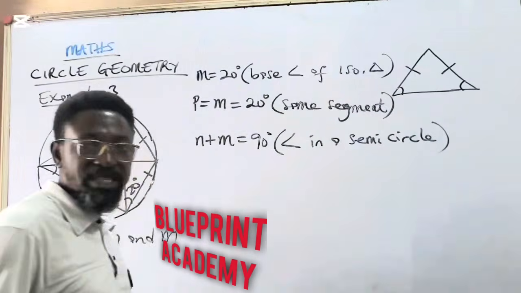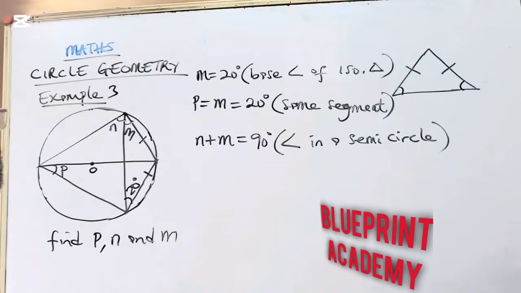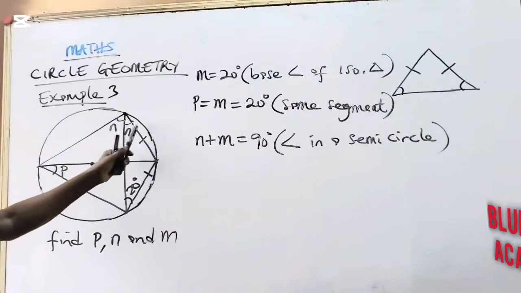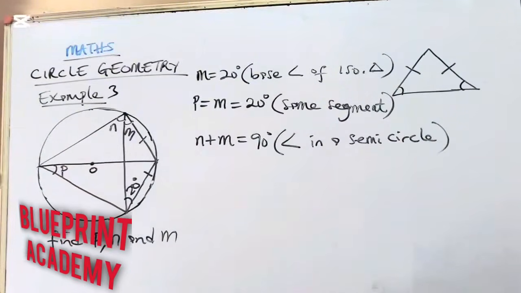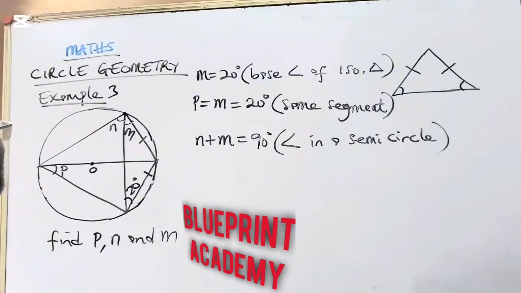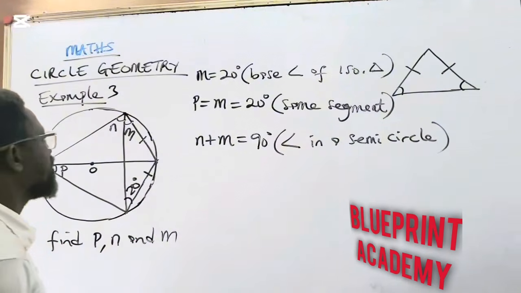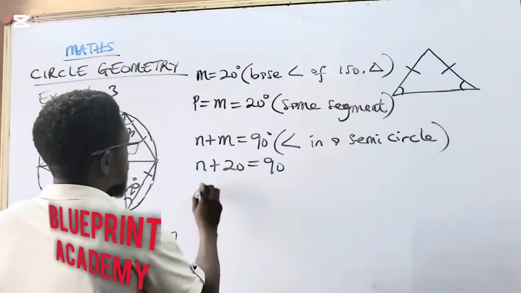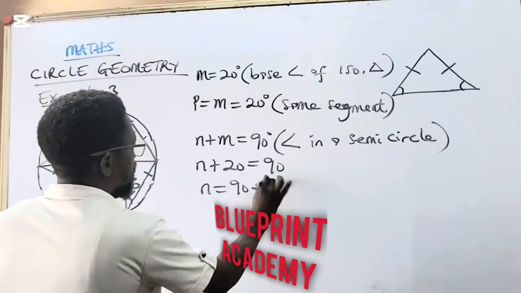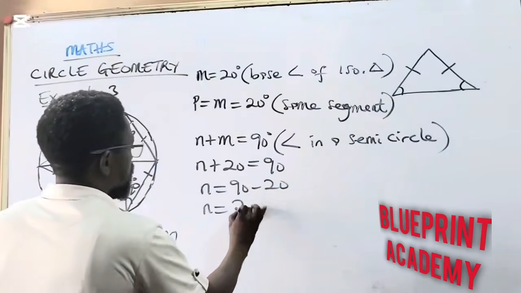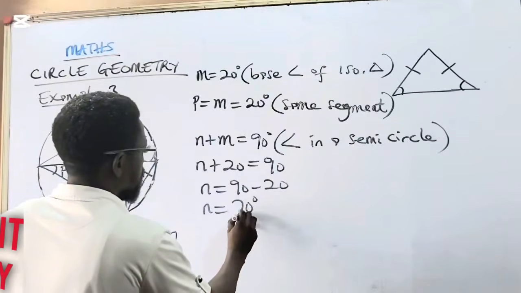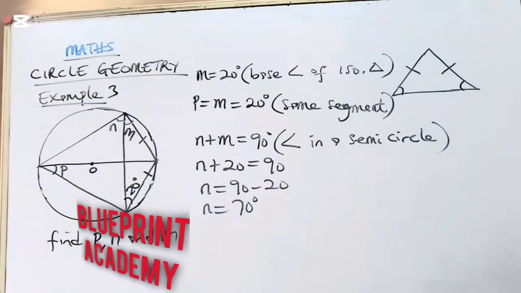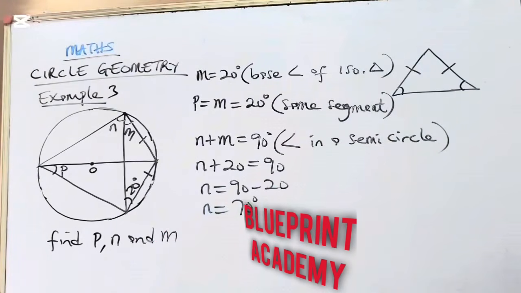Angle in a semicircle is what? Right angle. So because of that, this place is going to be what? 90. So since I know M, I will take M as 20. So N plus 20 equals 90. N will be 90 minus 20. And N will be what? 70 degrees. That is 70 degrees.